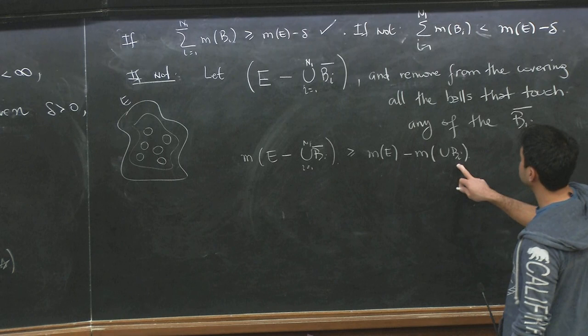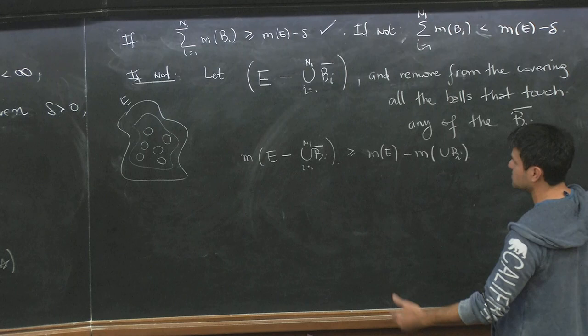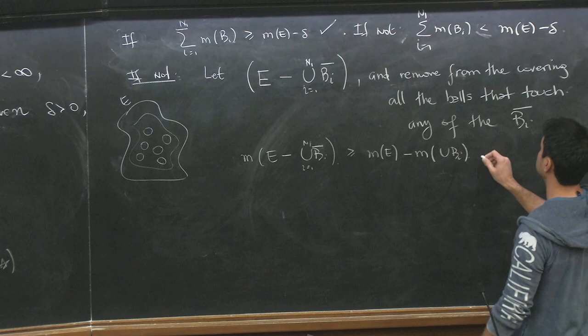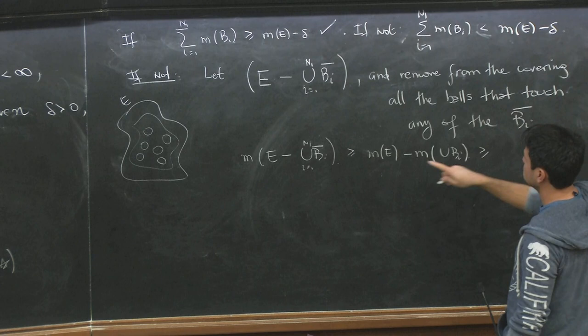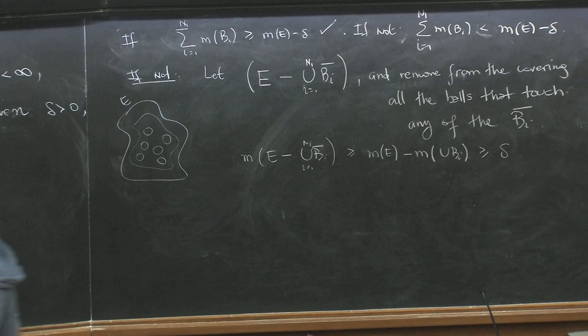But then the measure of this union, it's not the triangle inequality, it's just the subadditivity of the Lebesgue measure. And then the measure of this union is bigger or equal than M of E minus delta, so this is bigger or equal than delta. And you are in the same situation that you were before. You have a set which is bigger than delta. This is actually strict here. So this is strict here, okay?